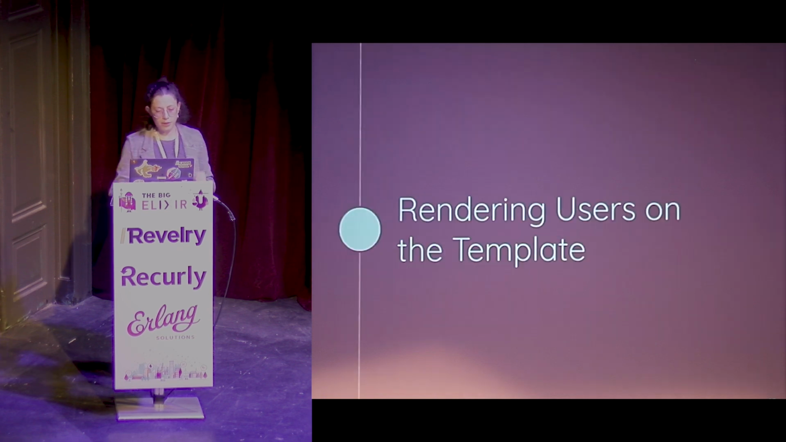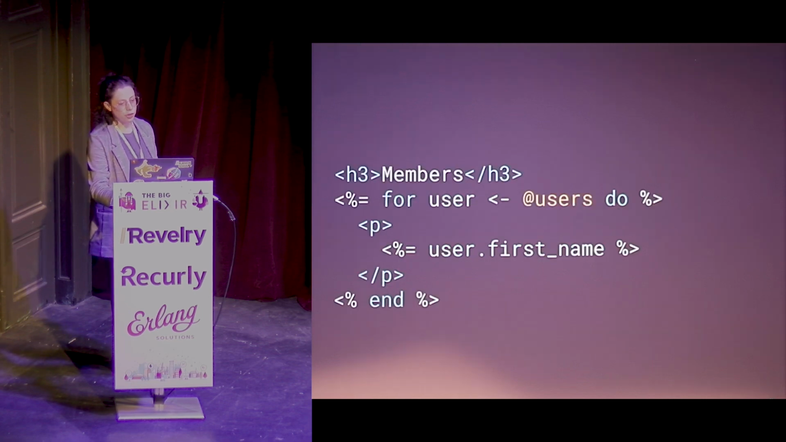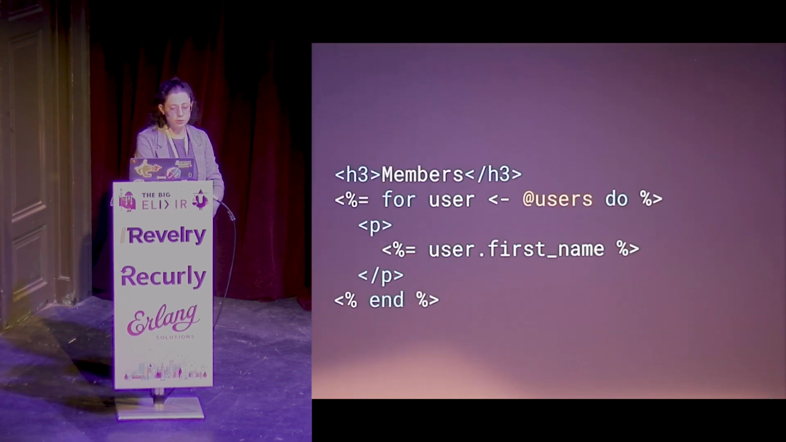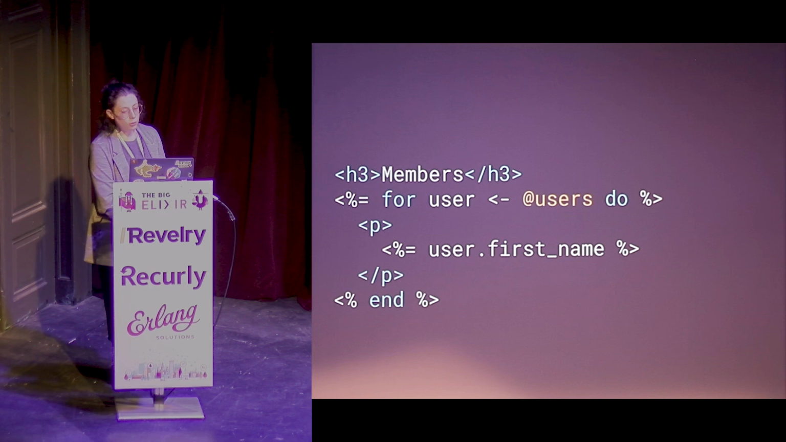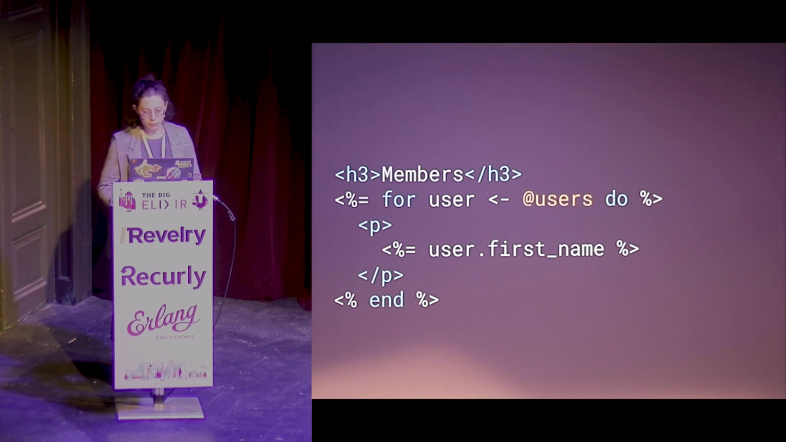So let's take a look at the template code to render those users now. Pretty straightforward. Having added a key of users to our LiveView socket assigns, we can access our list of users via the @users assignment in the LEEx template, and we can just iterate over them and render their first names. Pretty simple stuff.